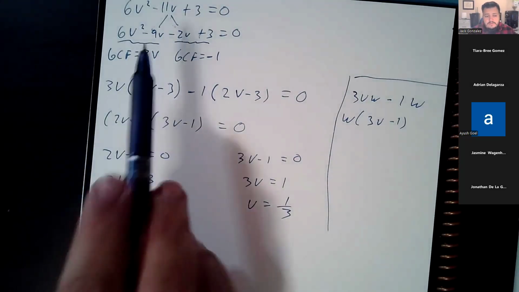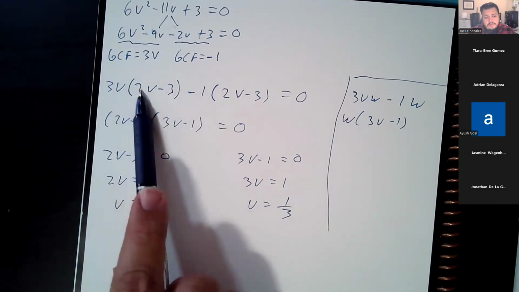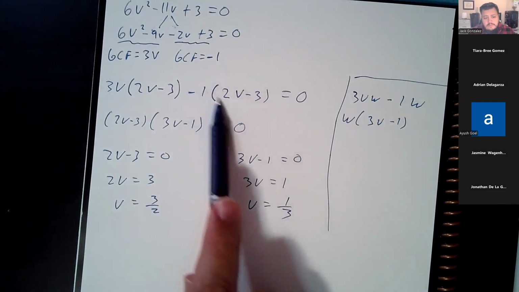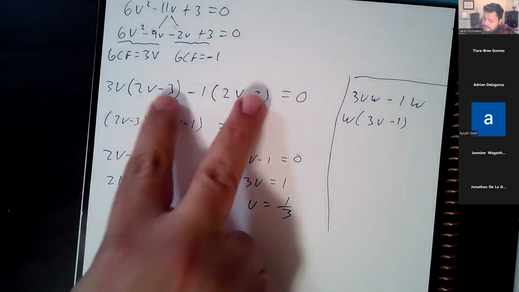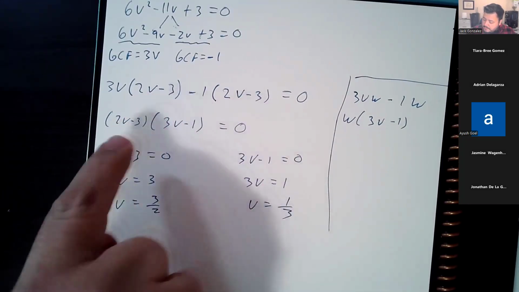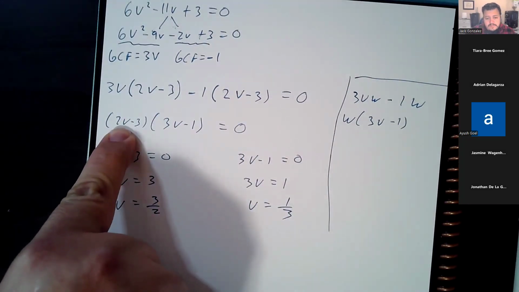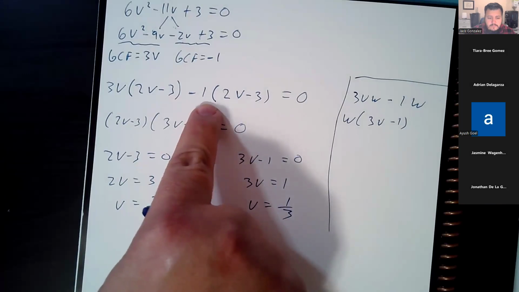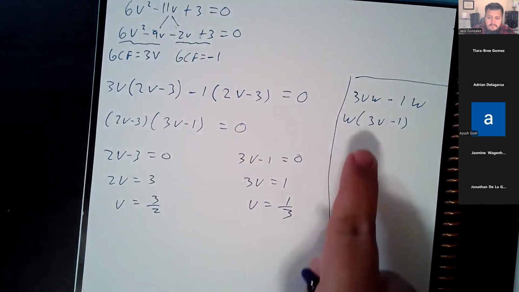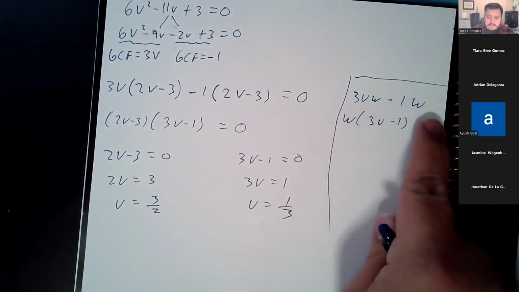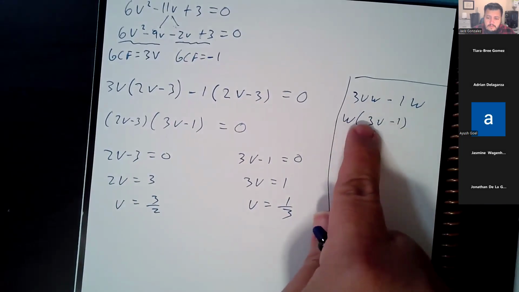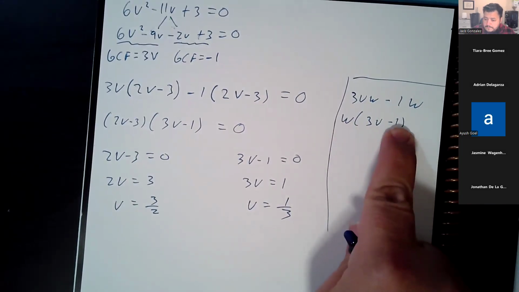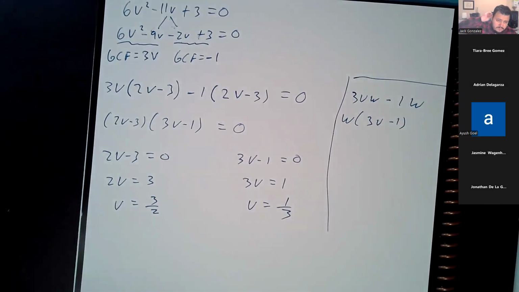So think of this as some w term. Doesn't matter. I'm factoring that out from both of them here, which leaves me with 3v minus 1. If I factor w out of both, I'm left with 3v minus 1. You see what I'm saying? Does that make sense or no?